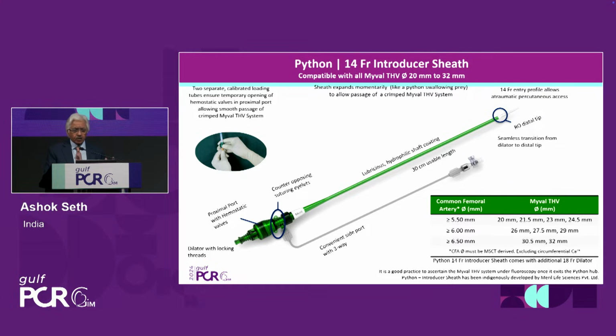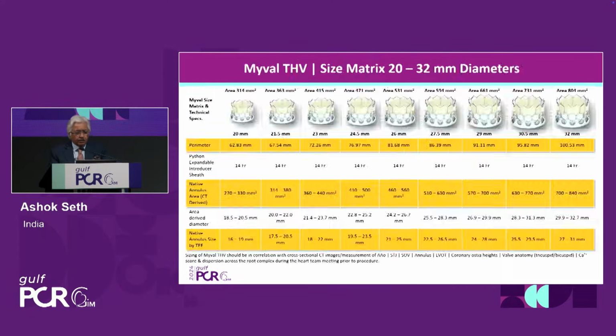All sizes from 20 to 32 go through the same sheath, which expands. And what's a very important aspect is that through this sheath, we can actually withdraw an undeployed, unexpanded valve through the sheath, which is unique to this valve as opposed to the other contemporary self-expandable and balloon-expandable valves. Available in 9 sizes from 20 to 32 millimeter diameter, covering an annulus area of 270 to 840 and even greater.